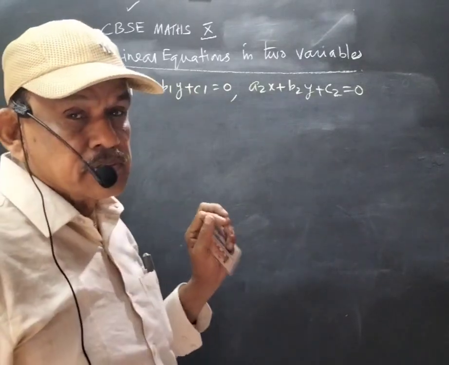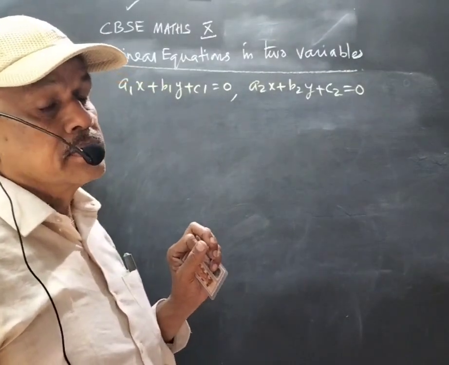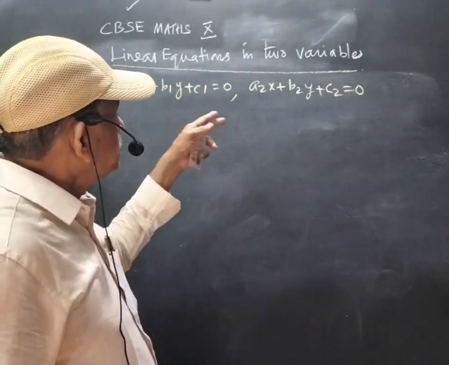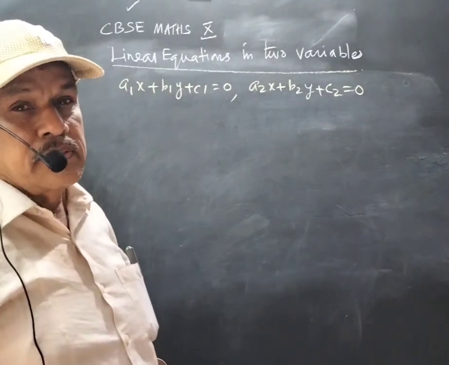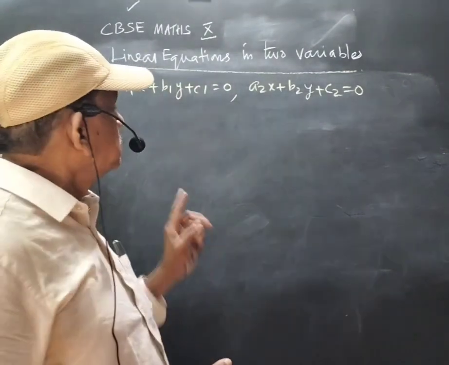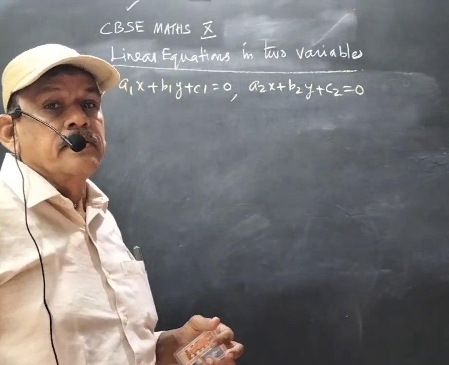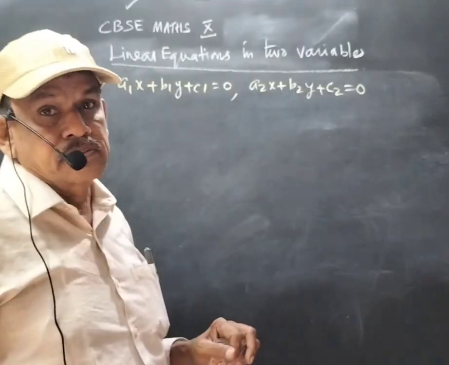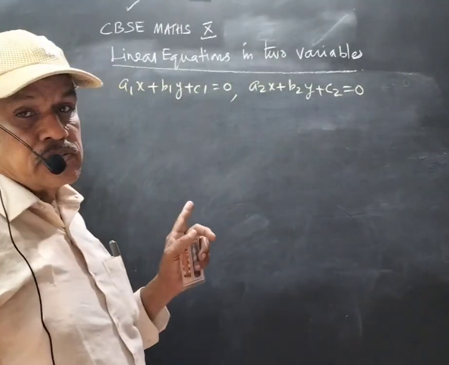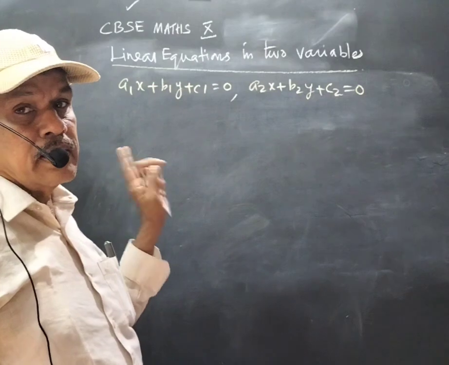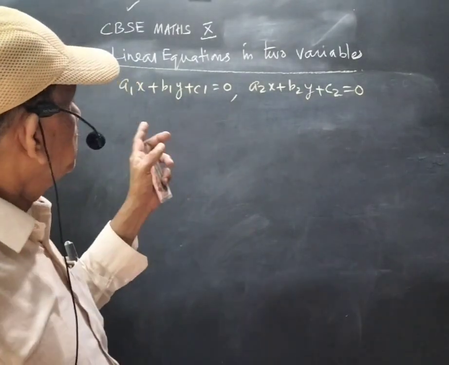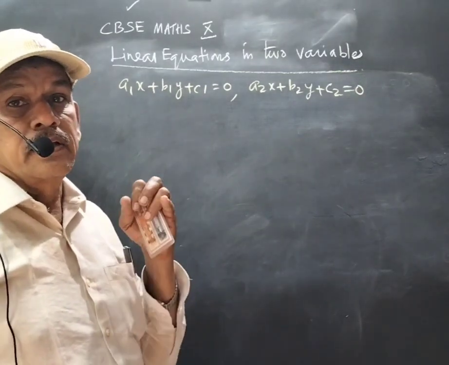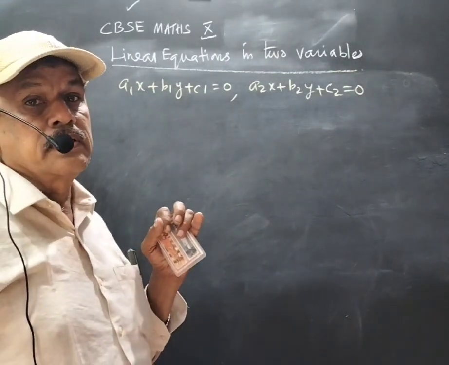If we solve these two equations, we get three types of solutions. These two equations may represent intersecting lines, or coinciding lines, or parallel lines. Intersecting lines or coinciding lines or parallel lines, three types. The solution of these two equations can be found graphically and algebraically in two methods, namely the substitution method and elimination method.